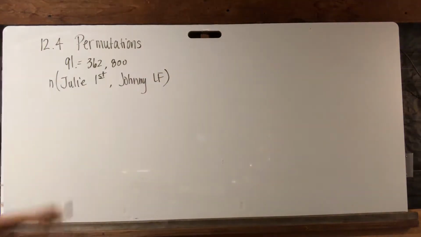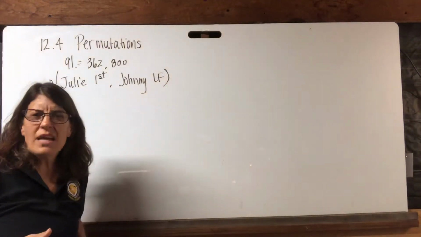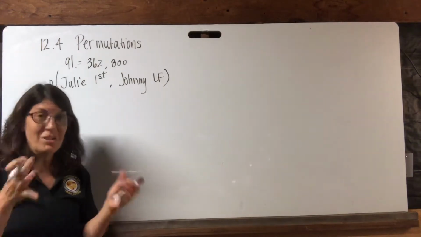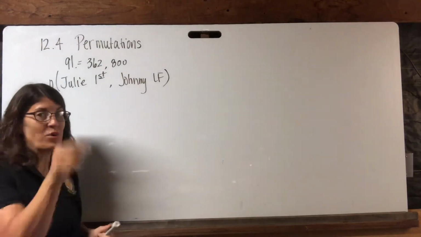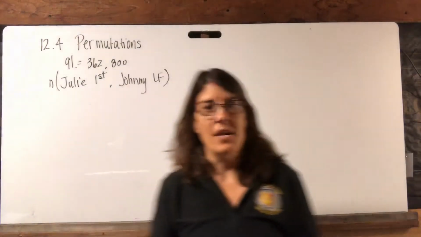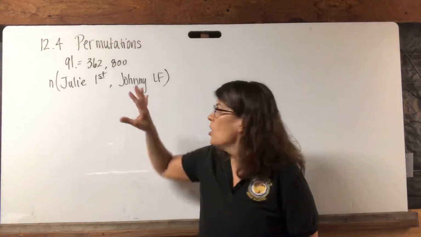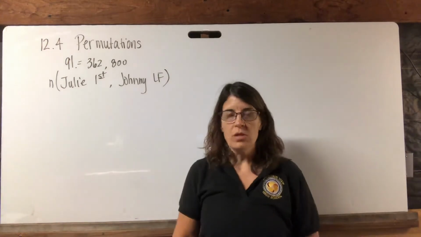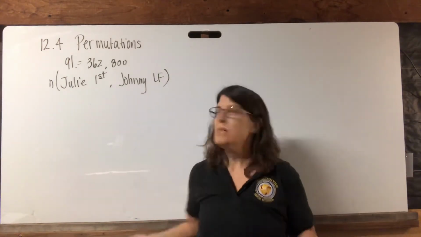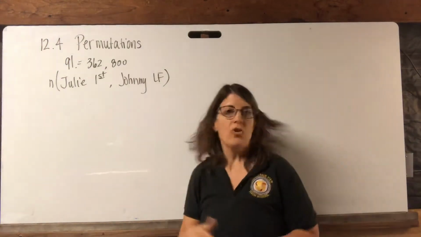LF, left field. Wait, Julie, Johnny, where are they coming from? Who cares? It really, truly makes no difference. I could have said Portia and Titus. I could have said Tom and Jerry. The names make no difference. We're assuming that someone named Julie is trying out for the team, and somebody named Johnny is trying out for the team.